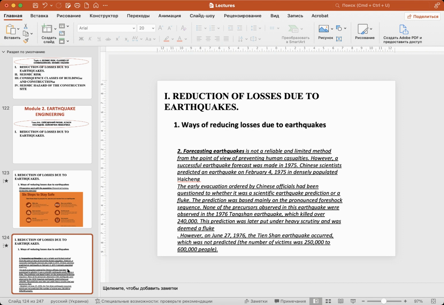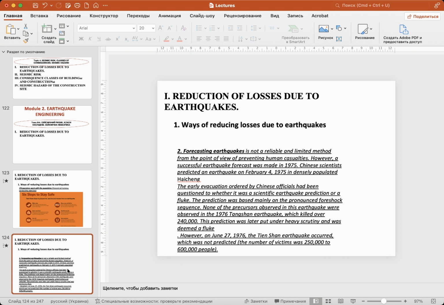So next, the second way to reduce the losses due to earthquakes is forecasting earthquakes. Forecasting is a very interesting way to save people's lives. We know certain examples in world history when scientists have forecasted earthquakes. They have predicted the earthquakes, and that saved people's lives.